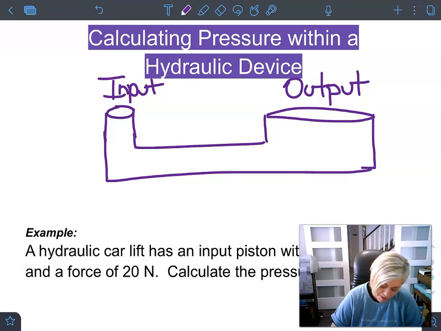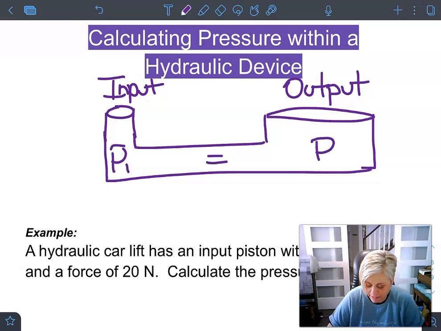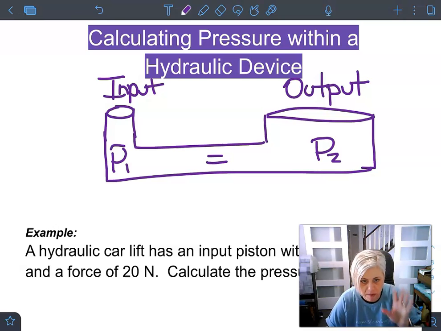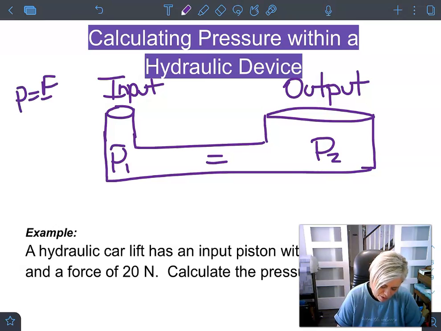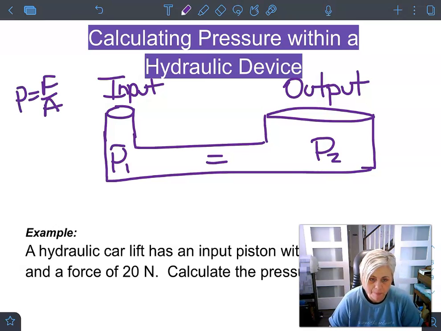Pascal is saying that the pressure that's created here is going to be equal to the pressure that's created here, and I'll just put pressure at spots 1 and 2. If there were more spots on this, then it would be 3, 4. They're all equal. Now, how do we calculate pressure? We can calculate pressure in separate places. If we look at the input side, we take our regular pressure formula, force over area. We're going to do the same thing on each side.